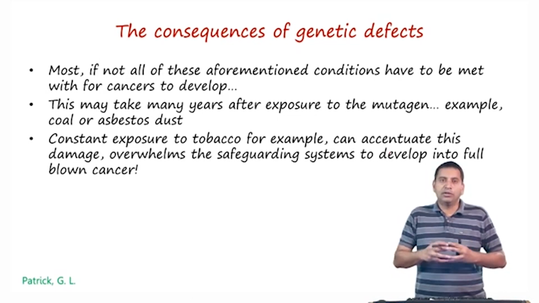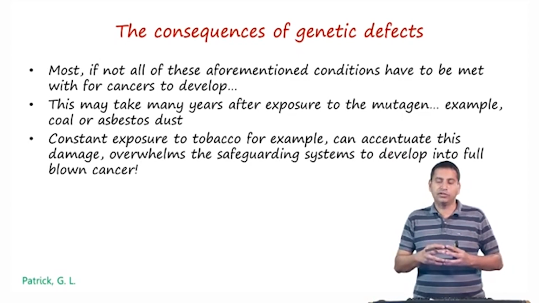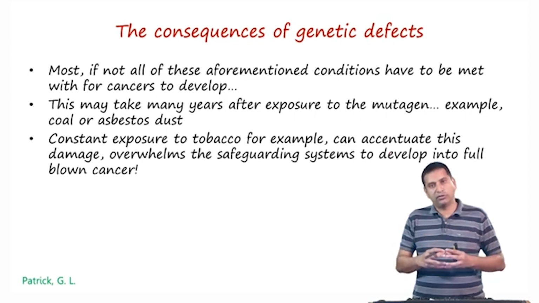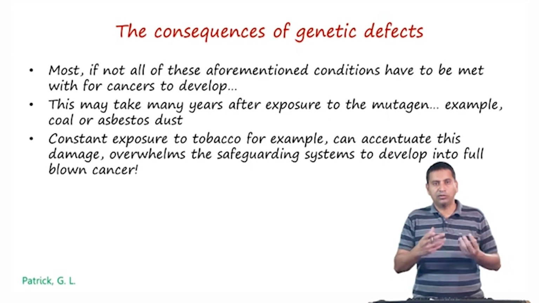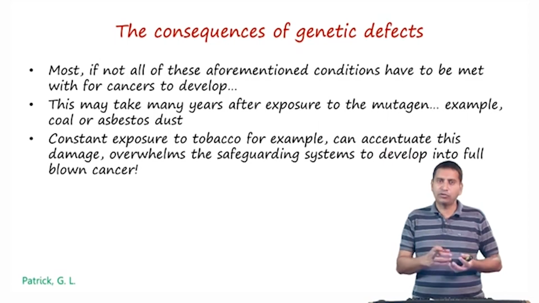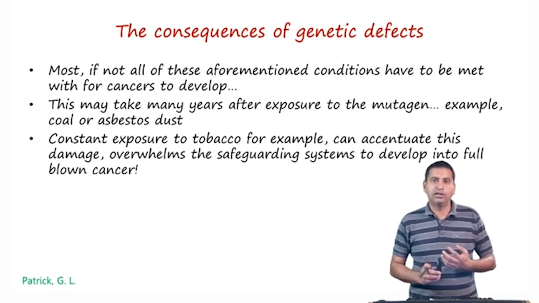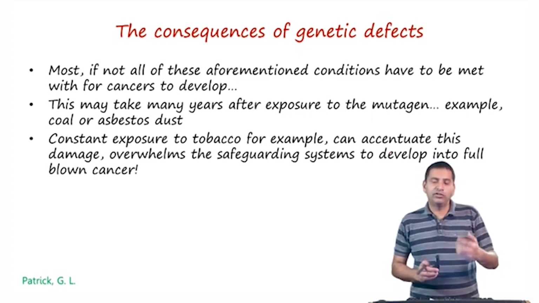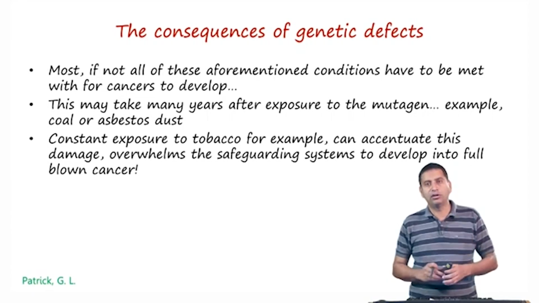So, for example, one of the mechanisms proposed is exposure to mutagen. Carbon in coal is suggested as a mutagen. There is also asbestos dust, which is quite harmful. So, it may take many years of exposure to the mutagen. So, for example, coal or asbestos it may take you several years for you to develop cancer. It is also possible there are a large number of smokers and tobacco consumers worldwide, and constant exposure to tobacco can accentuate this damage, right. So, once it accentuates it, what happens is that it overwhelms the safeguarding systems and develops into full blown cancer.